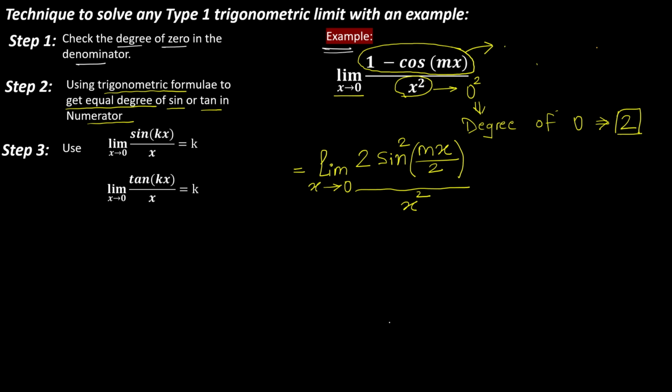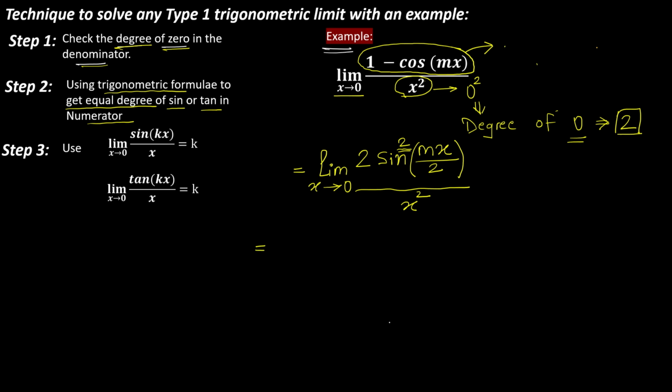So I hope the first 2 steps are clear. The first step was check the degree of 0 in the denominator, and the degree of 0 in the denominator is 2 since it is 0 squared. In the numerator we will try to bring a squared term of sine or tan, both are okay. And in this case, it was possible to get the square of sine in the numerator because of 1 minus cos.